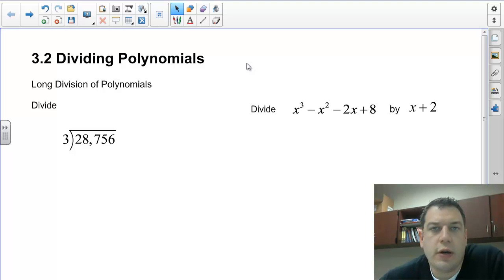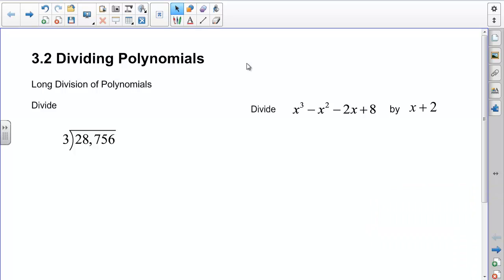Hi everybody, Mr. Garrett here, and we're going to go over 3.2, which is talking about dividing polynomials, the factor and remainder theorem. First thing we need to know about dividing polynomials is how to do long division. And so as a quick recap from third grade or so, we're going to do some quick long division.